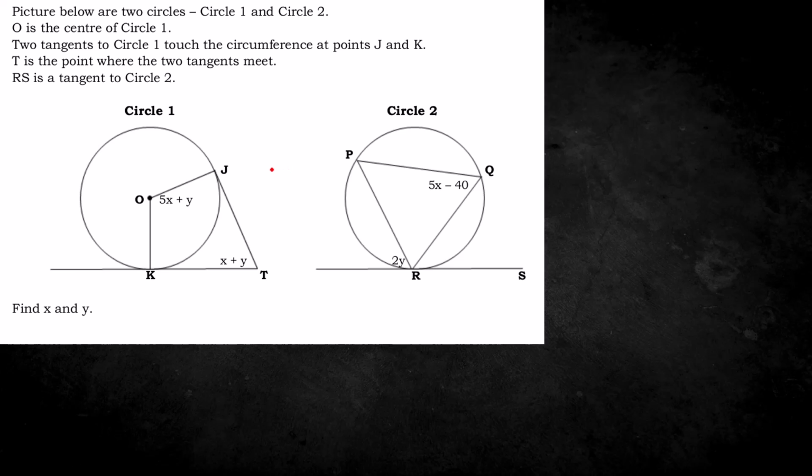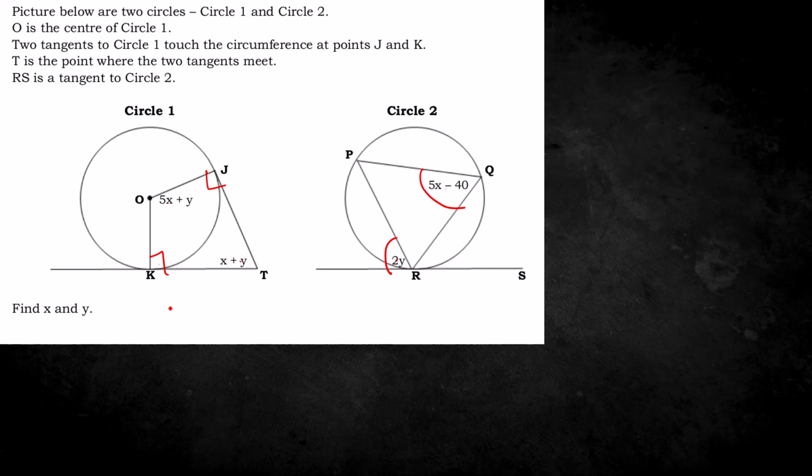Now the picture below shows two circles, circle 1 and circle 2. O is the center of circle 1. If this line is a tangent, then we have this angle as 90 and this angle as 90. So this plus this plus this plus this will give us 360. And this side is the alternate segment, so this side equals that. The question is asking for x plus y.